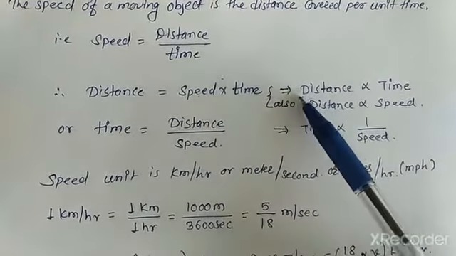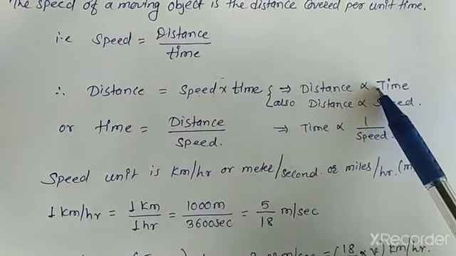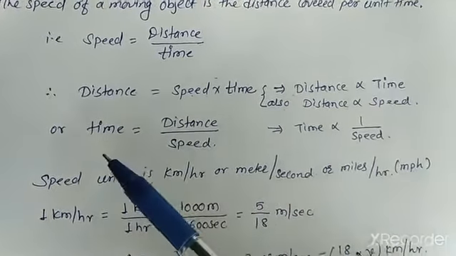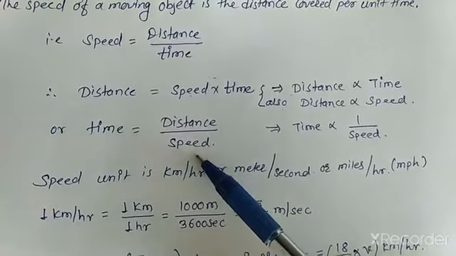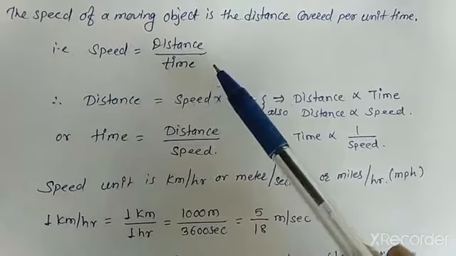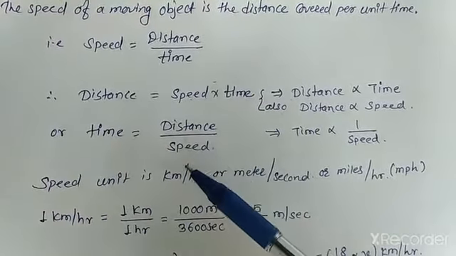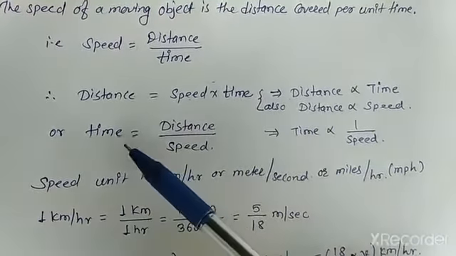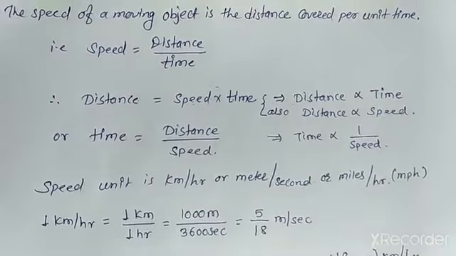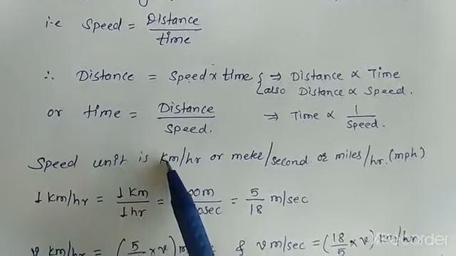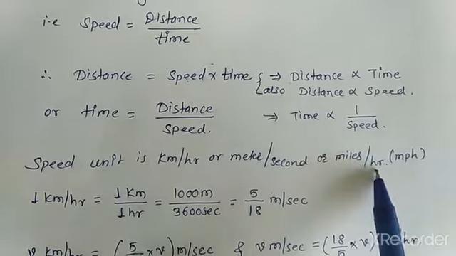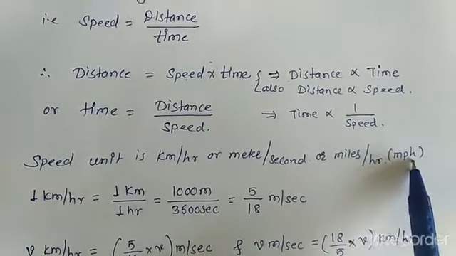So from this you can say that distance is directly proportional to time and also directly proportional to speed. And as time is equal to distance upon speed, time is equal to distance upon speed, which implies that time and speed are inversely proportional. The unit of speed is kilometer per hour, meter per second, or miles per hour, denoted by mph.